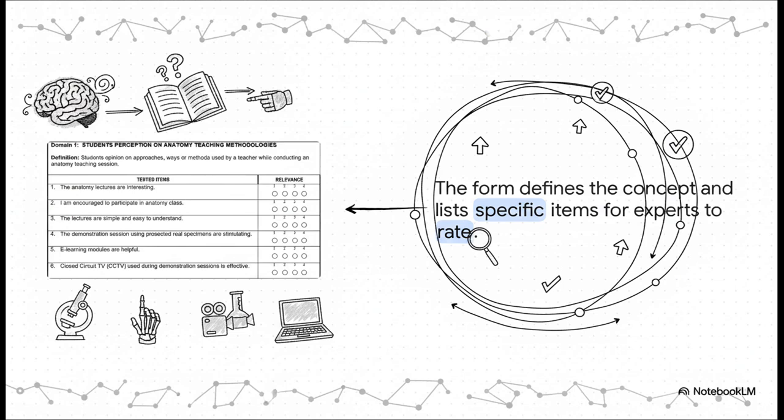And here's what that looks like in practice. The form itself gives a really clear definition of what's being measured, that's the domain, and then it just lists out the specific questions or items for the experts to rate. It takes an abstract idea and turns it into a simple checklist.